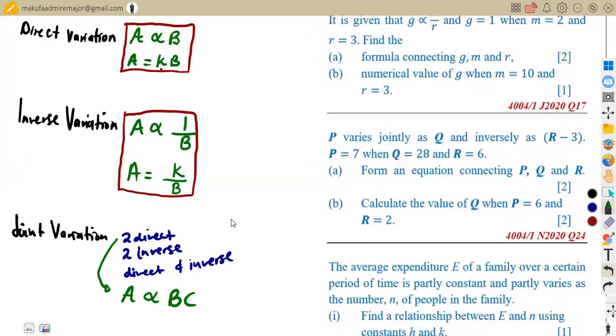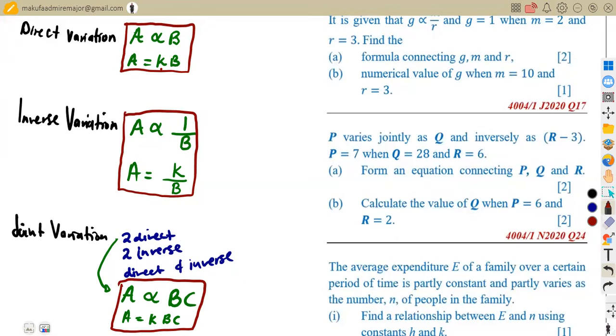We are given A varies jointly as B and C, like that. They might not mention direct, they just say A varies jointly as B and C. Those variations are connected together as direct variation. So that is what you're going to have. And at the end, we introduce the constant, just like the previous part: A is equal to KBC. So this is what you're going to end up with, where K is the constant to be found. A, B, and C are the variables that you'll be given values for.